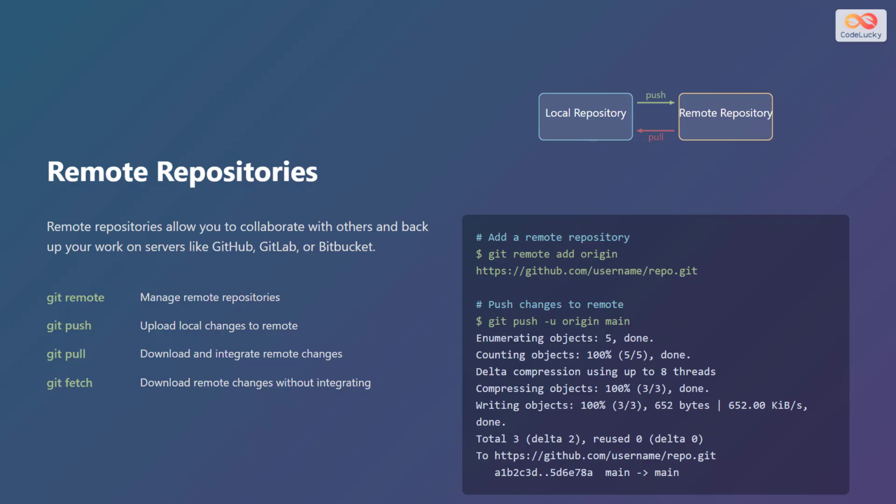To add a remote repository, use the command git remote add origin https://github.com/username/repo. To push changes to the remote repository, use the command git push -u origin main.